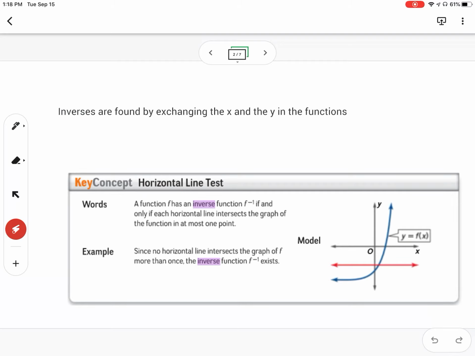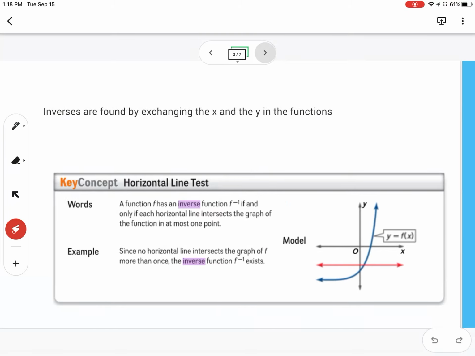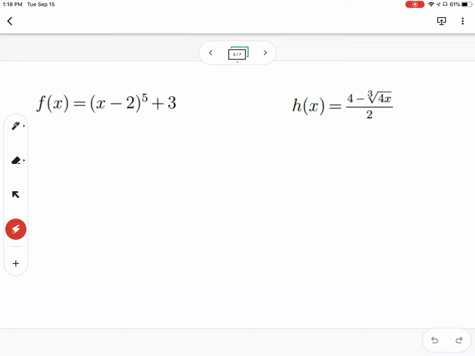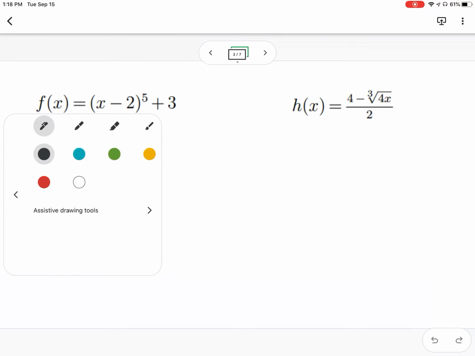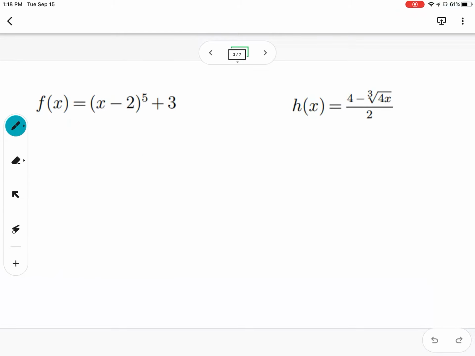Remember, a horizontal line goes side to side. So if you graph a function and there's nowhere on that function that will cross a horizontal line 2 times, then that function does have an inverse function. Not everything does, but this is one way to figure it out. We're mostly concerned with finding the inverse function, so we're going to work on that first.